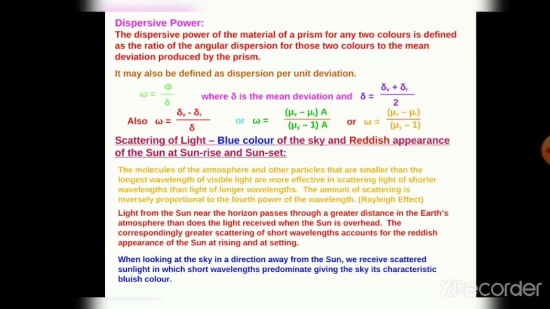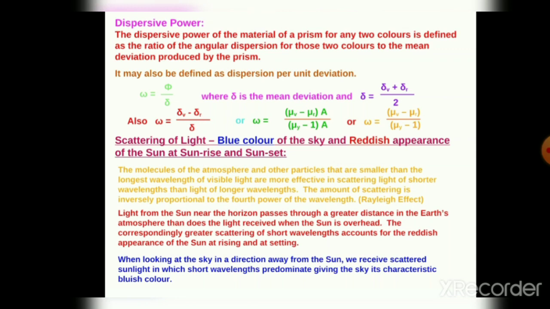In fact, the sunlight is reflected and dispersed by the water droplets suspended in the atmosphere during the monsoon. This rainbow is a beautiful example of the dispersion of light.